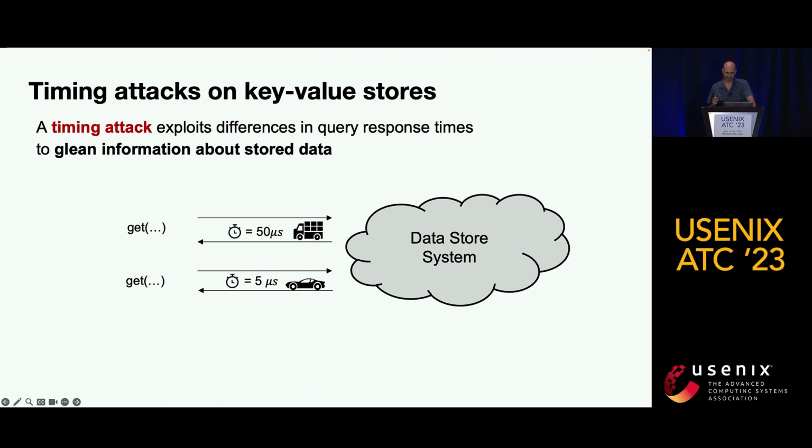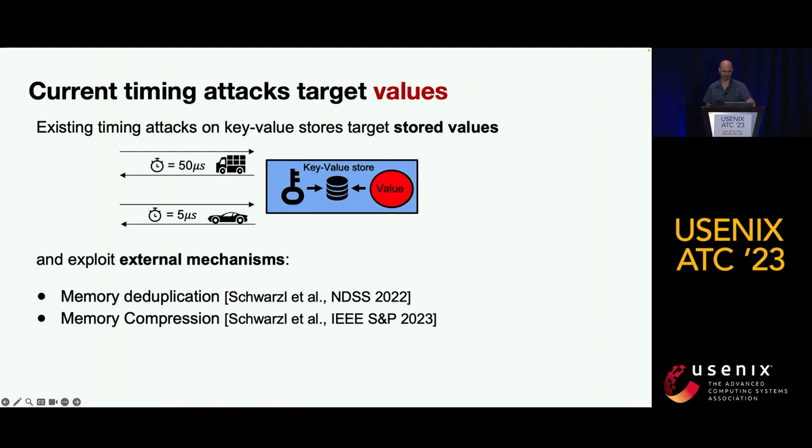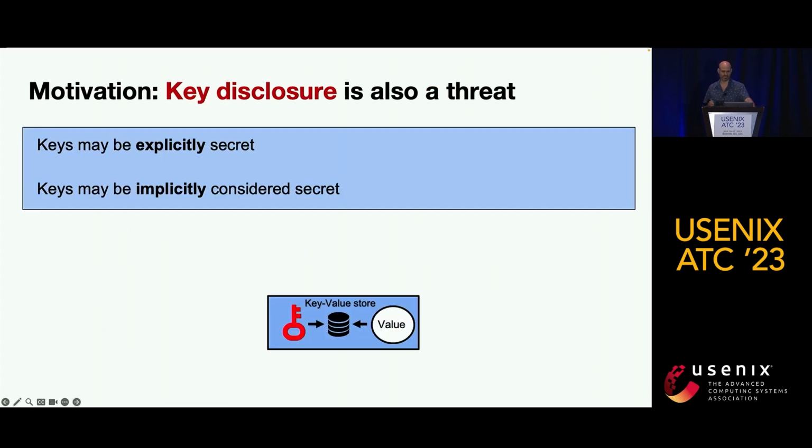In the figure, the attacker can distinguish between a get that takes 5 microseconds, like a sports car, versus 50 microseconds, like a semi-trailer. If the key-value store is vulnerable to a timing attack, the entire system can also become vulnerable because the system relies on the key-value response time. To date, timing attacks on key-value stores focus on revealing information about the values by leveraging external mechanisms such as memory deduplication and memory compression. However, in this paper, we point out that revealing keys can also be a security threat.